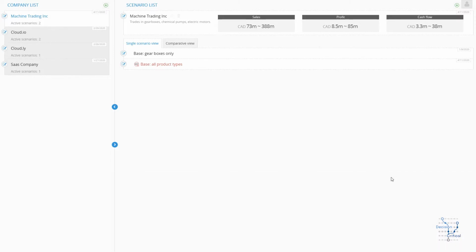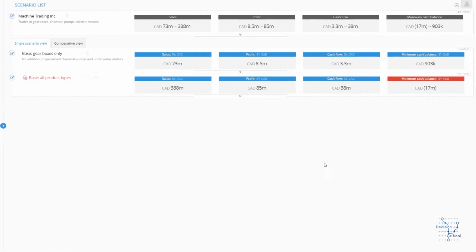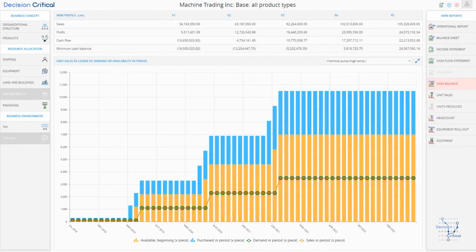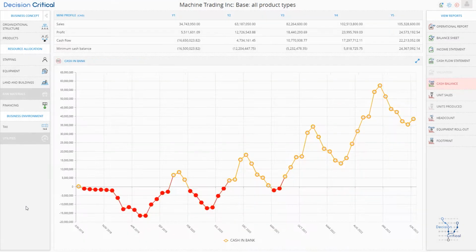We started the scenario list for an existing company called Machine Trading. By expanding the scenario list by clicking here, we realize that the business is insolvent under the base scenario because of the red color on the minimum cash balance. When we go into the scenario builder and look under the reports section, we see that the cash balance report is colored red as well, again reminding us that the business is insolvent as modeled under this scenario and needs more funds to remain solvent.